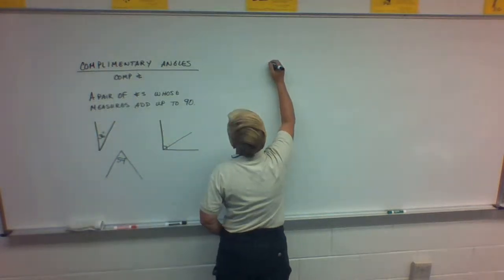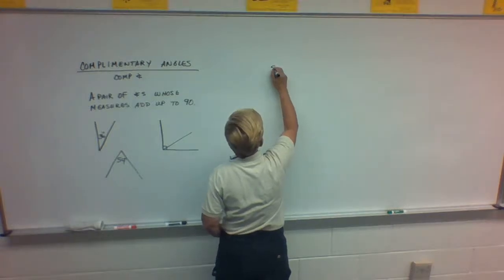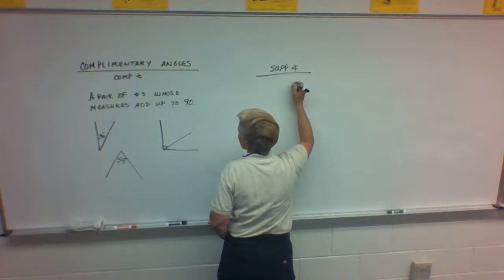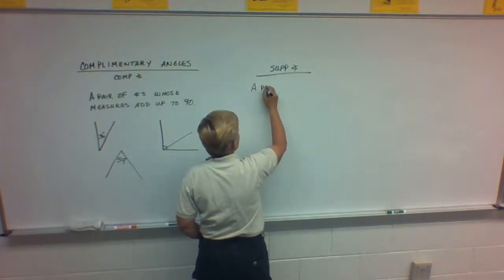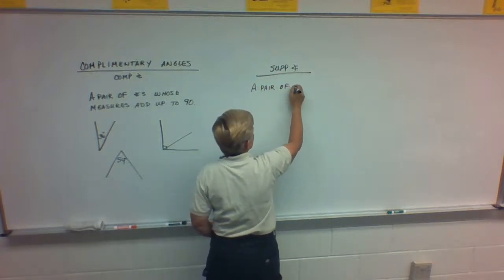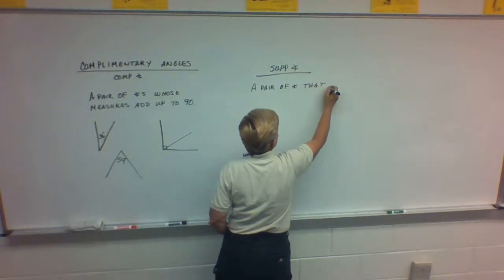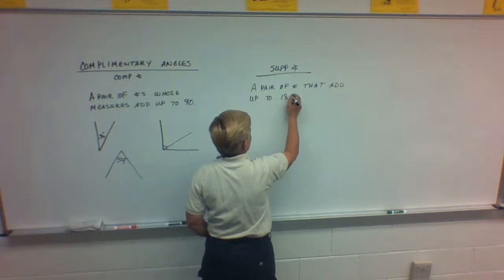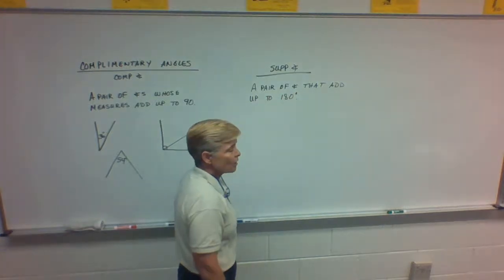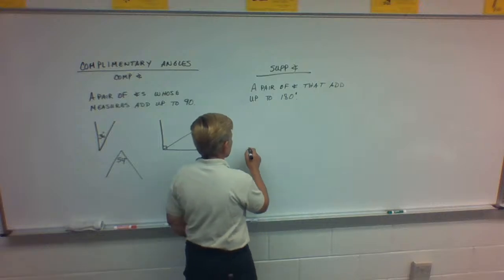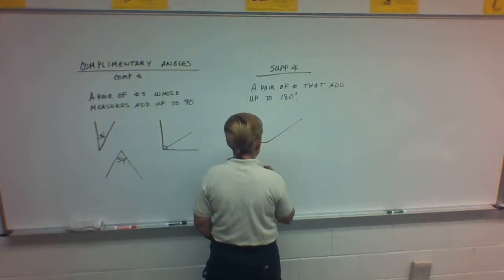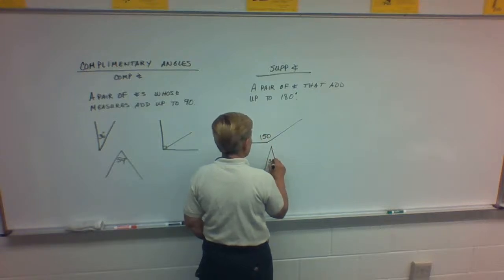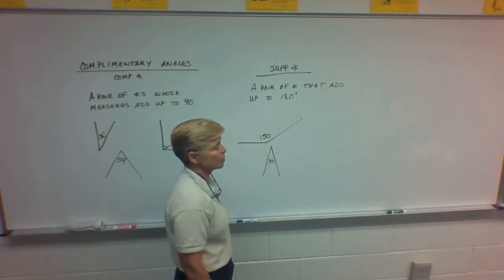Supplementary angles. And I'm going to abbreviate this. I'm not going to write it all out. Supplementary angles can be abbreviated this way, SUPP with an angle symbol. And supplementary angles are a pair, must be a pair of angles that add up to 180. They also do not have to be connected. Like I might have an angle like this, and another angle down here like this. And if I tell you this is 150, and this is 30, for example, they are a supplementary pair because 150 plus 30 is 180.